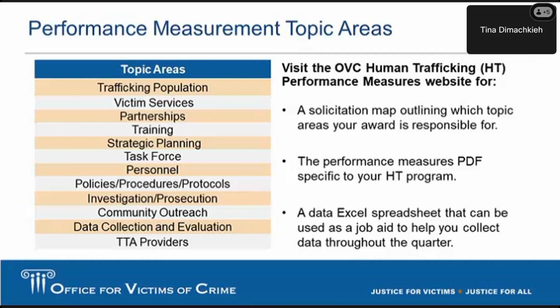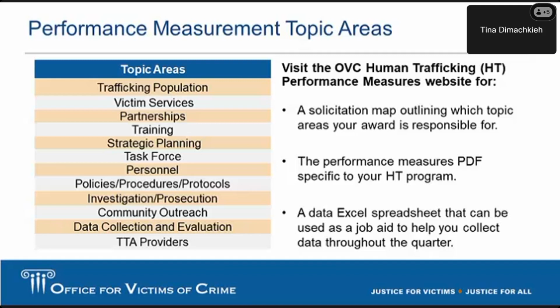Our solicitation map is updated and available on the OVC webpage under the Human Trafficking Performance Measures webpage, and it is updated every January to include new solicitations and new awards. Grantees also will have access to the Performance Measures PDF that's specific for their human trafficking program. The Performance Measure PDF will include the topic areas that are available to OVC grantees. However, that does not mean that grantees are responsible for all those topic areas in the Performance Measure PDF. They're only responsible for those aligned to their solicitation, the solicitation that their award falls under.